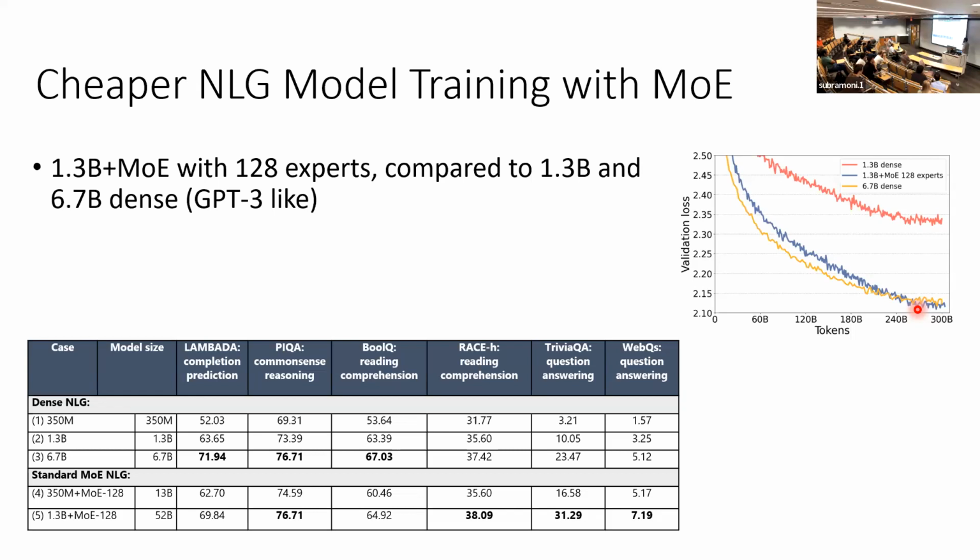And then we just stopped at 128 because beyond that, there was diminishing returns. And you can see that 1.3 billion plus 128 experts actually beats the 6.7 billion dense model. So the equation is about 5 to 8x larger, but 5x cheaper to train.